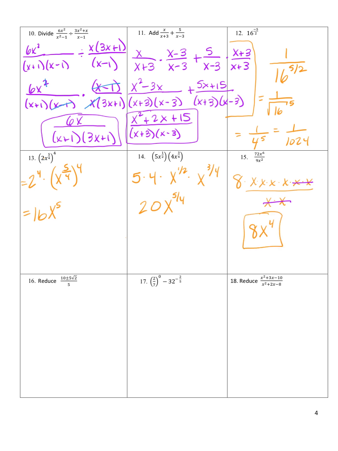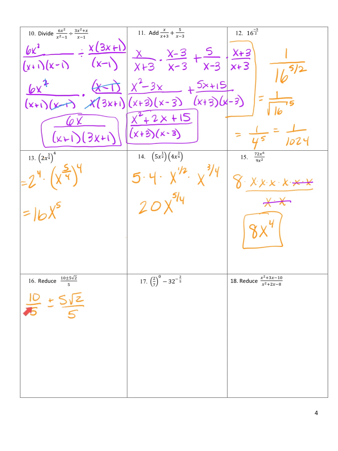Okay, for 16, we're going to reduce 10 plus or minus 5√2 over 5. So you can break it into 2 fractions. So this is the same thing as 10 over 5 plus or minus 5√2 over 5. This is allowed because these 2 fractions that I just wrote have the same denominator. So if I wanted to add these 2 fractions back together, I would just add the numerators, and I would get 10 plus or minus 5√2 all over 5.